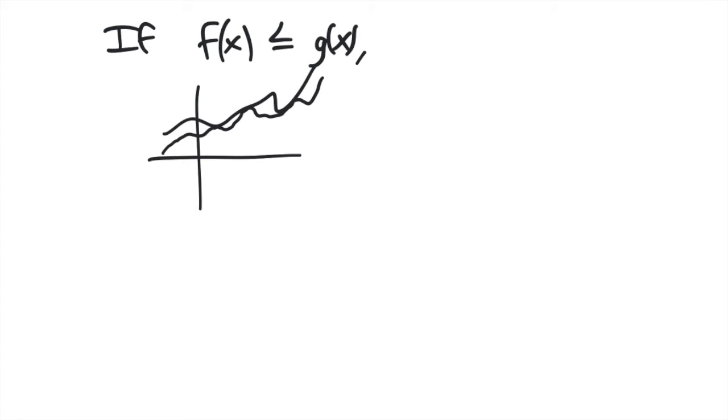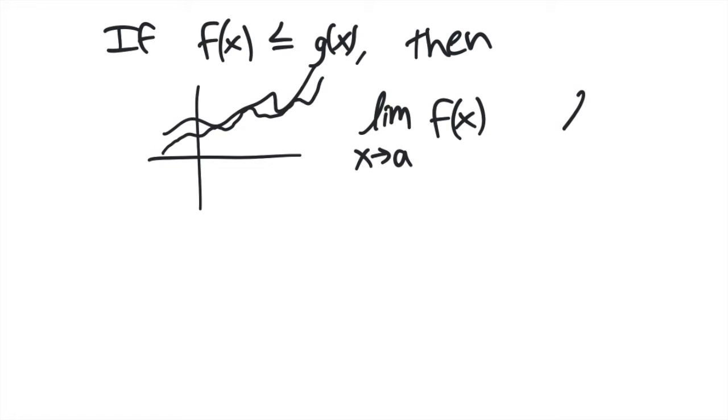Okay, so if f of x is less than or equal to g of x, then no matter what point you're talking about at a, assuming that both of these limits exist, because they might not exist depending on what f of x and g of x actually are, but if the limits exist, then it would make sense that the limit as x goes to a of f of x could relate somehow to the limit as x goes to a of g of x, and we should be able to say something about these.